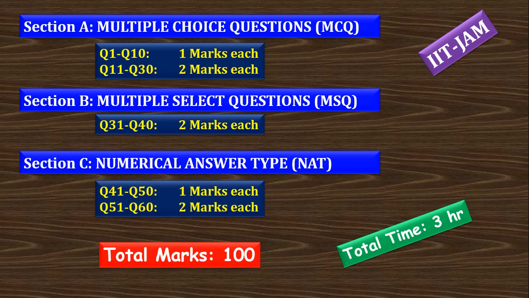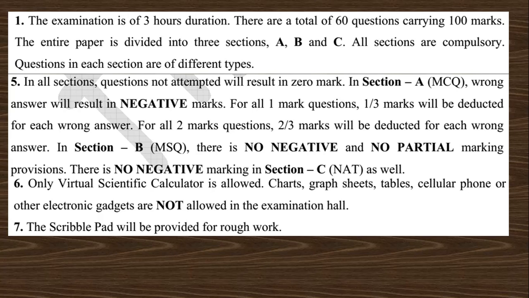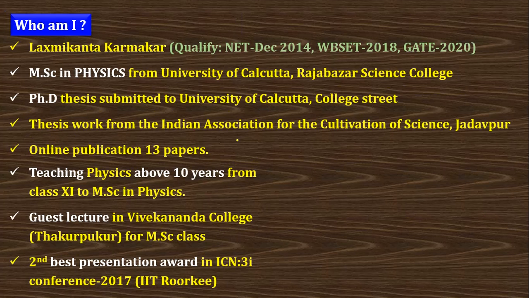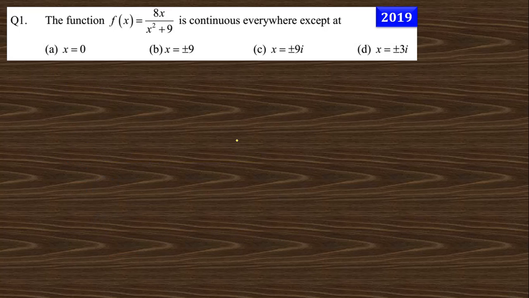This is the question pattern in the IIT JAM latest, and this is the instruction. Negative marking is awarded as 1/3, and this is the syllabus of mathematical methods of the IIT JAM. This is all about me, and this is my contact details. Let's start it. In the first question, what is to say?